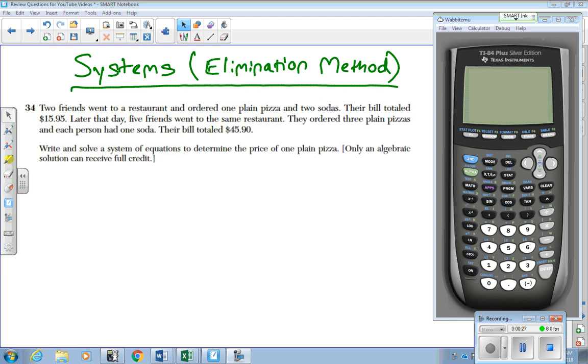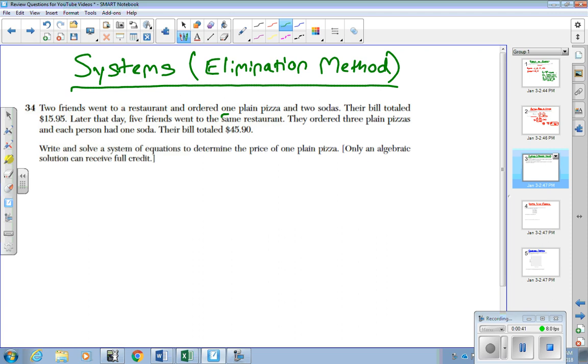It talks about friends going to a restaurant. First thing we want to do is look through the question to find some variables. Now, the biggest thing in this question is what they were purchasing. They purchased, in each case, some amount of pizza and some amount of sodas. And then it gives them a total for the bill. Now that total is going to be where our equal sign is located.